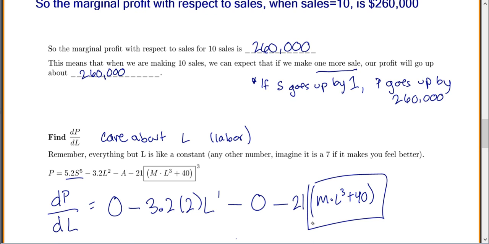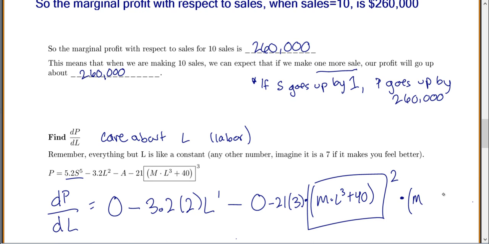Okay. Oops, I didn't leave enough room there. Sorry, minus 21. So you bring down the power of 3, you times it, you keep everything inside the box exactly the same, and you drop the power from 3 to a 2. Okay, now you times it by the derivative of what's inside the box. So m times L cubed.